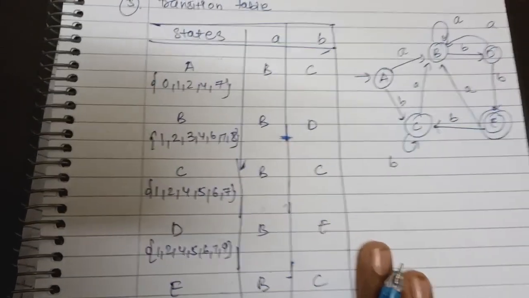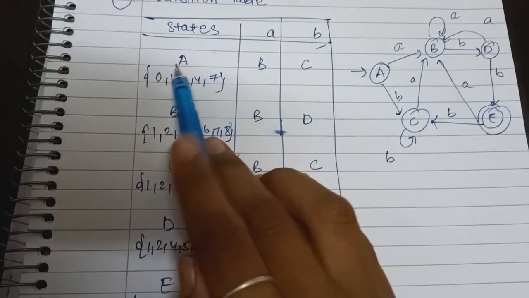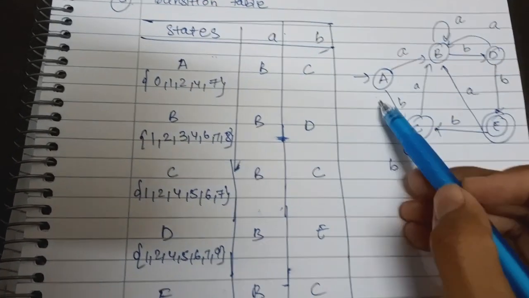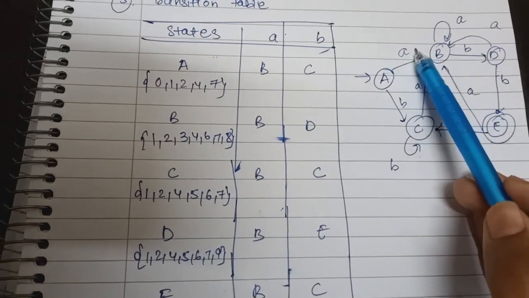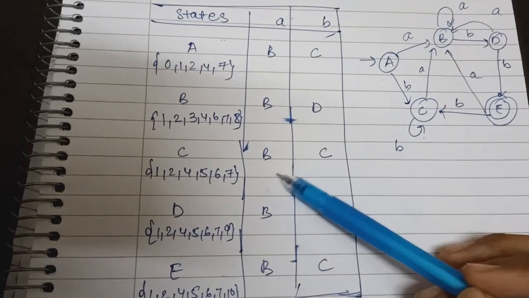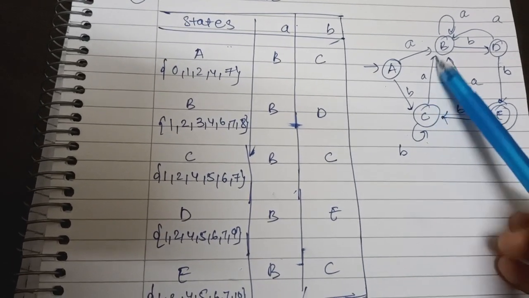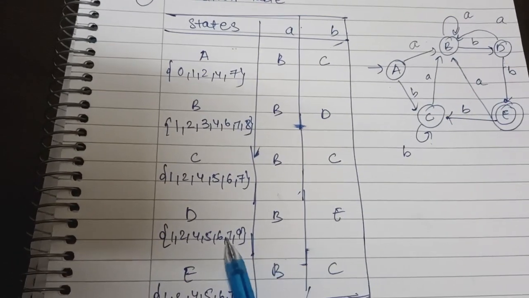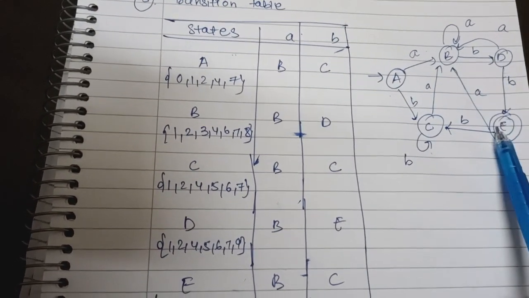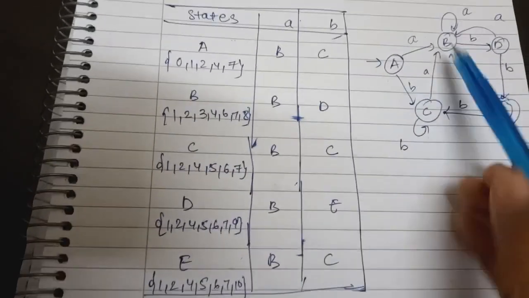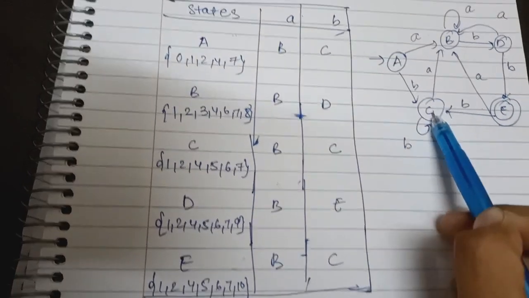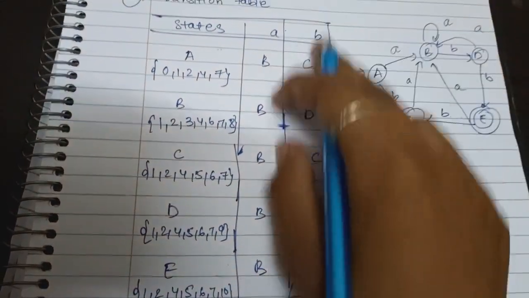See, after this transition table, we have formed the DFA. From A we can go to B using A, and to C using B. Similarly, from B we can go to B itself using A and D using B. From C we can go to B and C, using A and B. From D we can go to B using A and E using B. Same way, from E we can go to B using A and C using B. So this is my DFA.